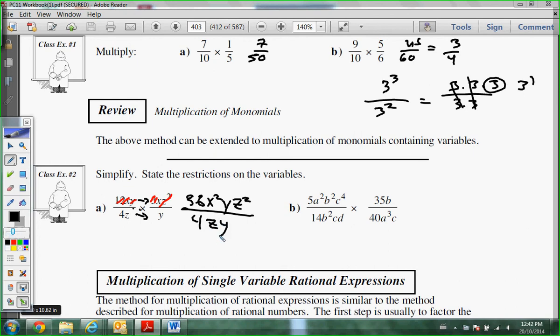Now we're going to do the division part. 36 over 4 is what? 9. Good. x squared, there's no x's below, so it stays x squared. y over y cancels. z squared over z to the 1 is z. There is your simplest simplification, I guess the best way to put it.